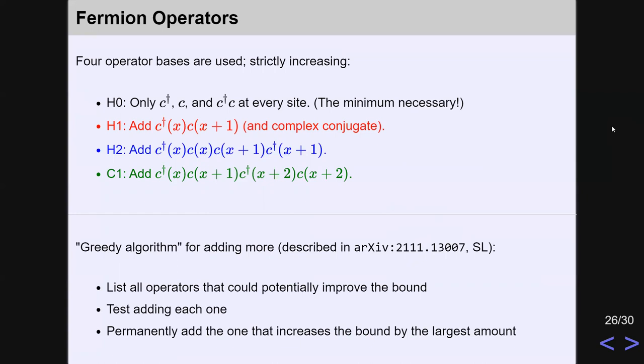H1 and H2 are adding terms that already appear in the Hamiltonian. And then C1 was obtained by guess and check of what types of operators improve things. Simeon pointed out to me that C1 can be obtained by considering the commutator of the Hamiltonian with these operators. And so maybe that's a good motivation.